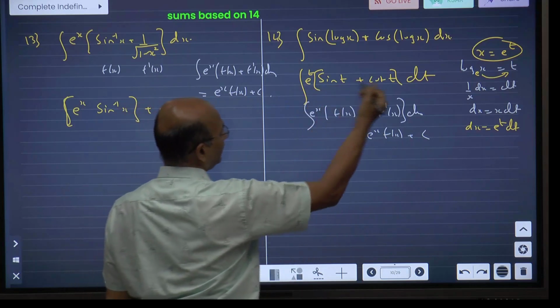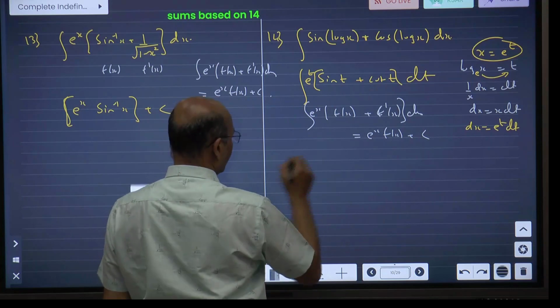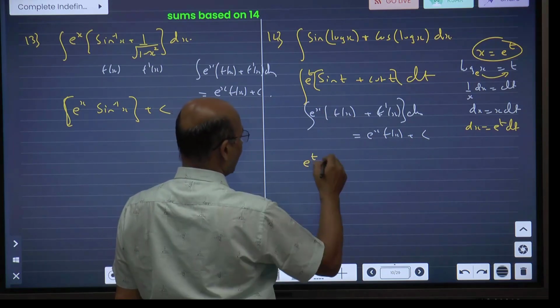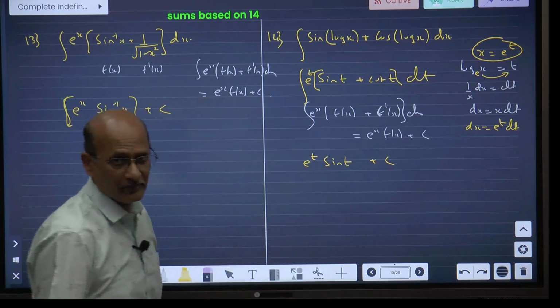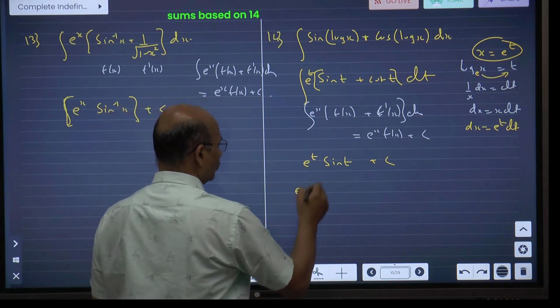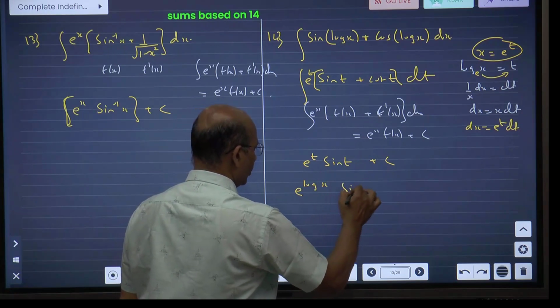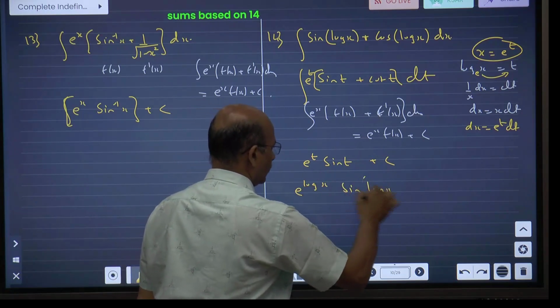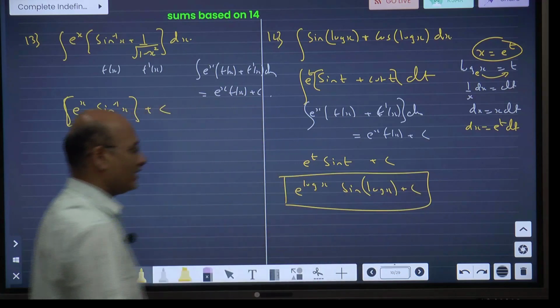Then apply the formula, because sine is the function and this is the derivative. So I can say the answer is e raised to t sine t plus c. But t you have to replace. So e raised to t is nothing but log x, so the answer is sine of log x plus c. Now I want you to be a good observer here because there is something more I want to do.